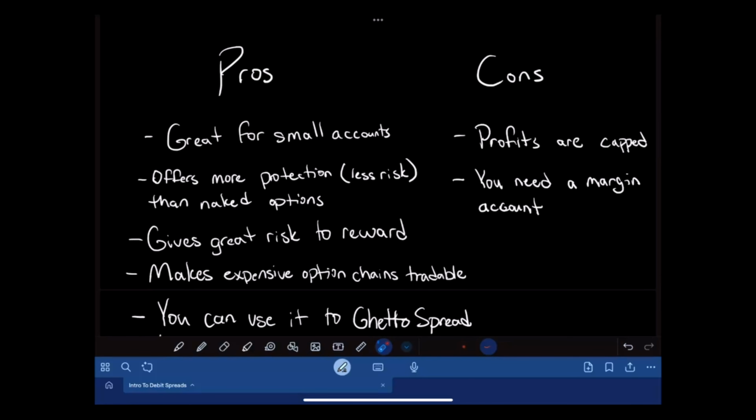So here's the cool part. A lot of people don't know this, but you can use a concept called the ghetto spread, which is basically using debit spreads to bypass the PDT rule, which you have on margin accounts. Now, if you don't know what the PDT rule is, basically if you have a margin account that is below $25,000, you're going to be subjected to the PDT rule, which means you're not able to trade more than 3 day trades in the course of 5 days or something like that, right? 5 days or a week.